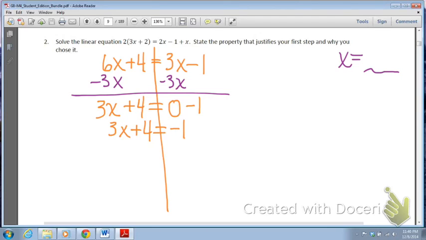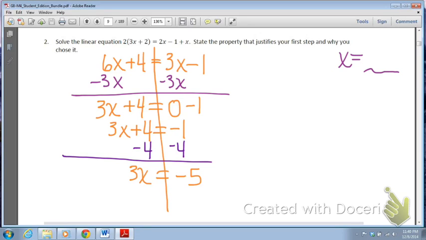Still working towards having x on one side and all of the constants on the other. So let's go ahead and subtract the 4 from both sides and rewrite. So 3x plus 4 minus 4 is just 3x. Negative 1 minus 4 is negative 5.